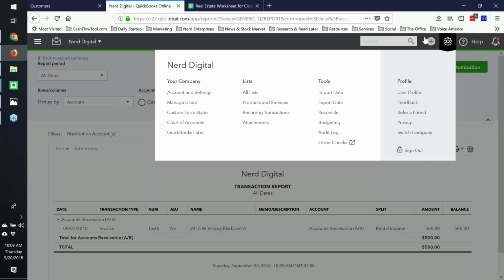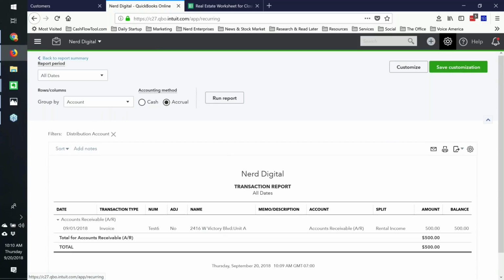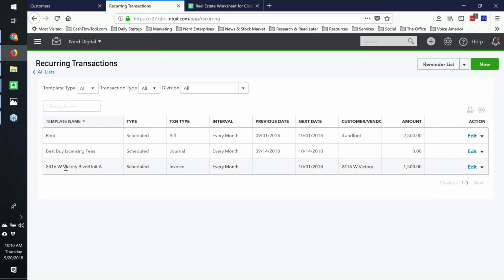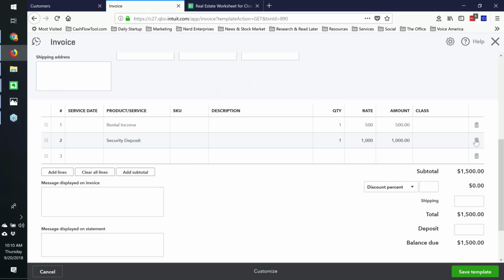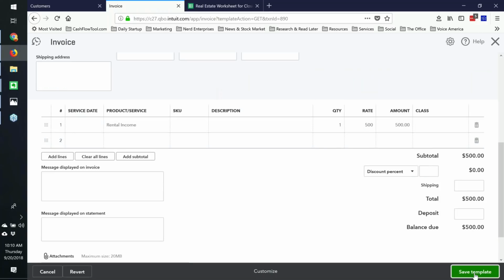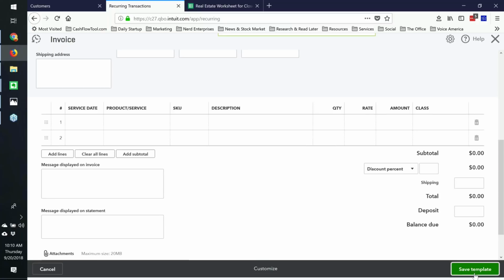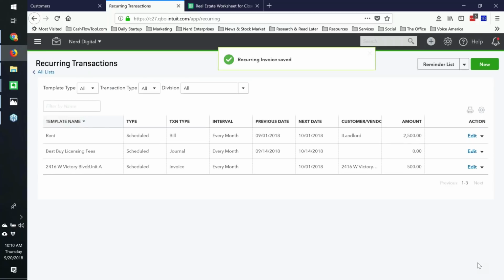Real quick, if you want to see where those recurring transactions are, because as you have a lot of tenants, you're going to have a lot of these recurring invoices. It's right here. So I went to the gear icon, right? Not the plus sign. The plus sign is where we go to create transactions. This is where we go to get into lists and settings and things. And in the recurring transactions list is where I will now find this. So what I did was I actually changed the invoice there. What I really needed to do was change the recurring transaction itself and come in here and remove the security deposit part and then save the template. And everything else will work fine from there.